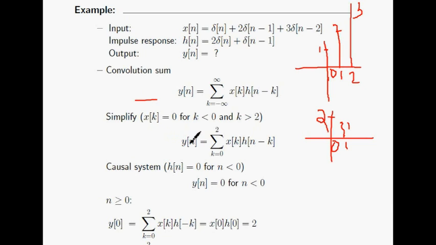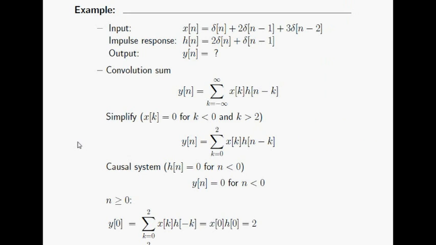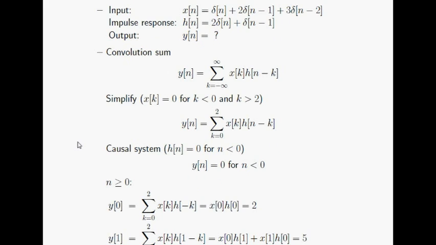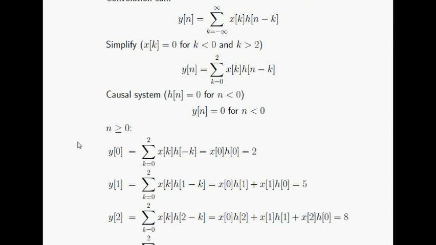So this is the convolution formula, and since x[n] lies between 0 and 2, we can simplify: x[k] is equal to 0 for k less than 0 and k greater than 2. So our y[n] will be defined between k equal to 0 to 2. Okay, so this is a causal system because h[n] is equal to 0 for n less than 0 and y[n] is equal to 0 for n less than 0. So now let's see for n greater than or equal to 0.